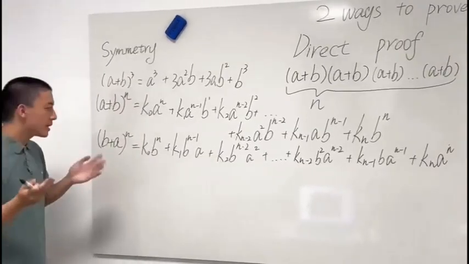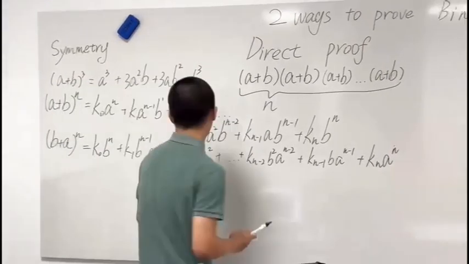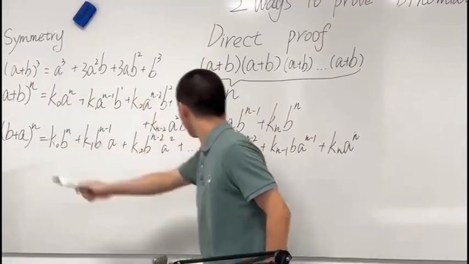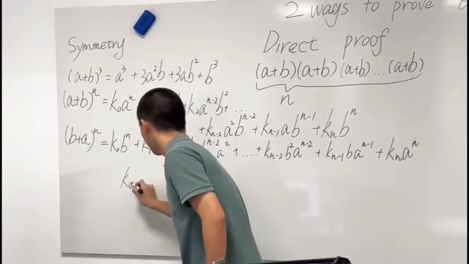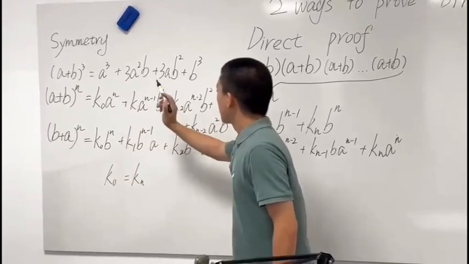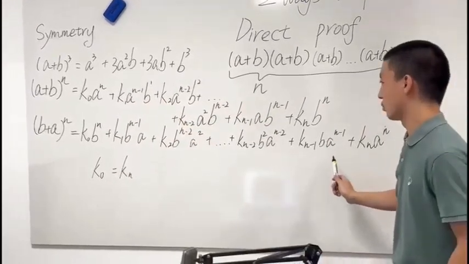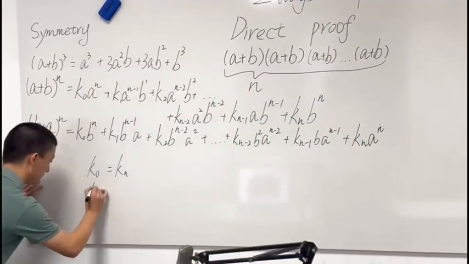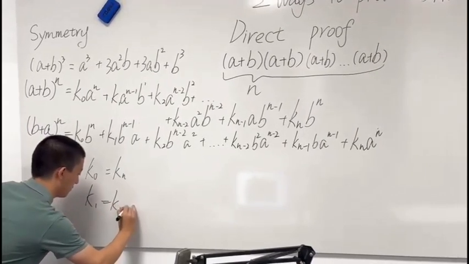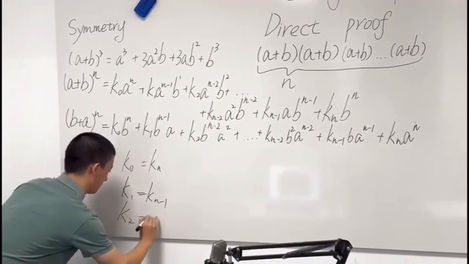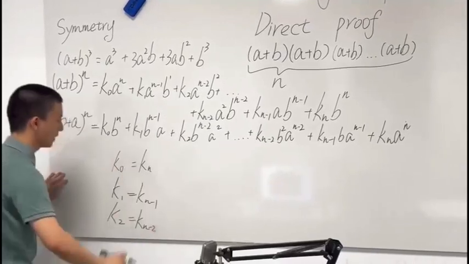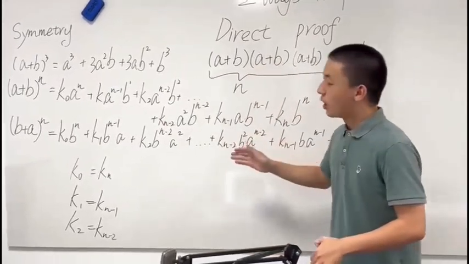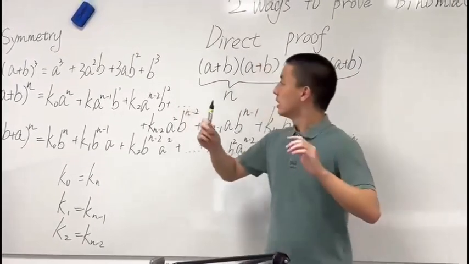So how can we make sure that it's always equal? Only if A to the power of n matches A to the power of n, so only if K0 equals Kn, K1 equals K(n minus 1), K2 equals K(n minus 2), and so on. Therefore, we can prove that the coefficient of binomial expansion is symmetric.